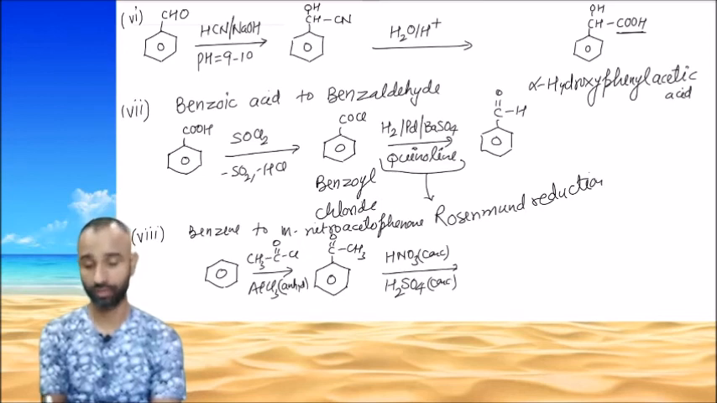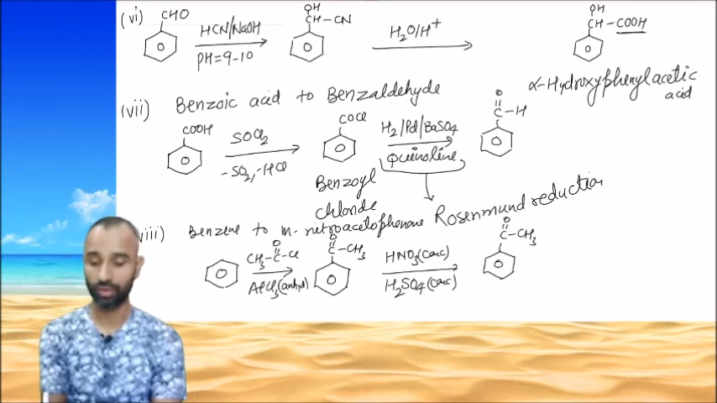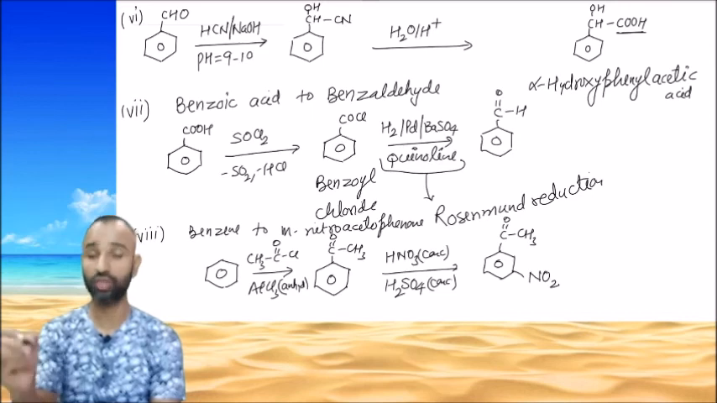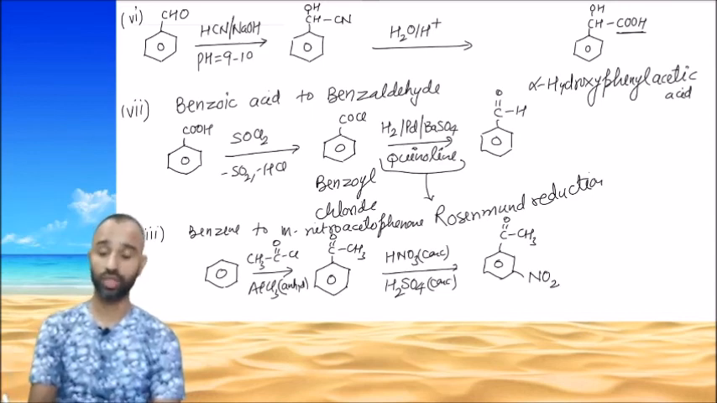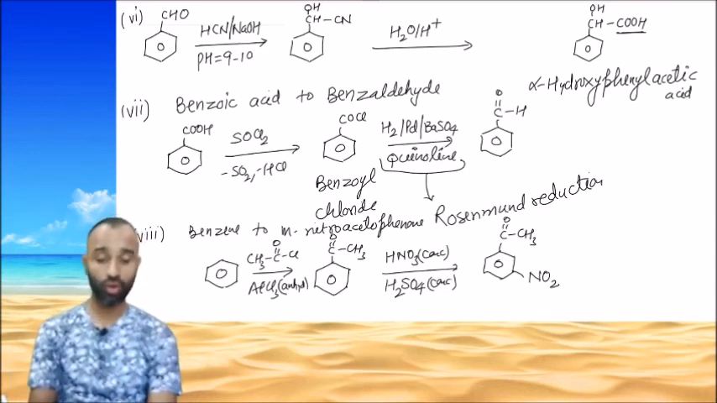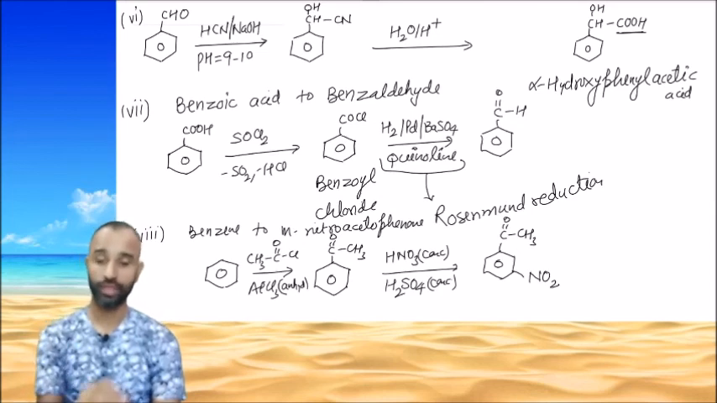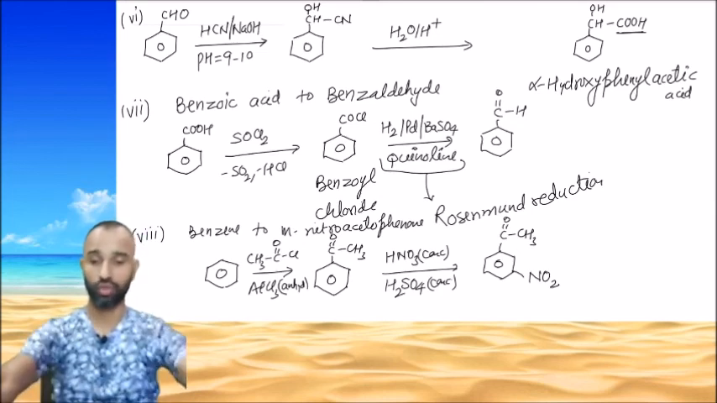on nitration. You know, the CO group is deactivating as well as meta-directing. So in acetophenone, with respect to COCH3, NO2 is attached at the meta position. So that is called meta-nitroacetophenone.